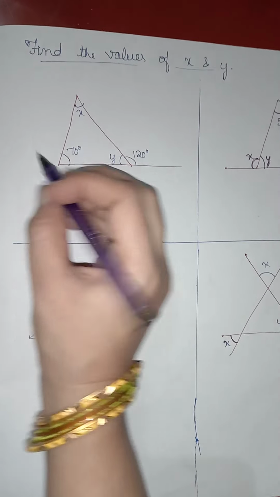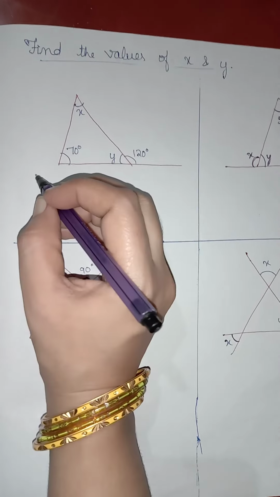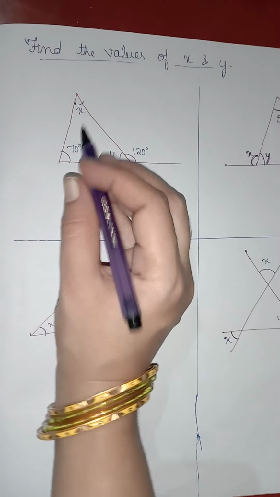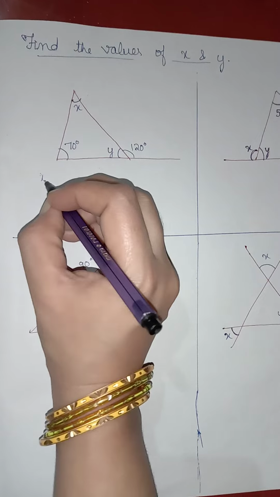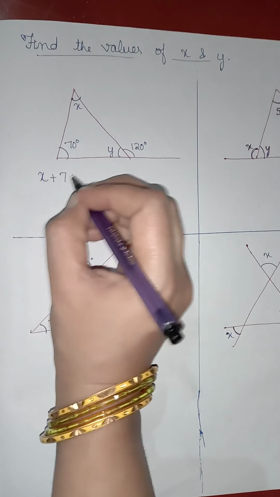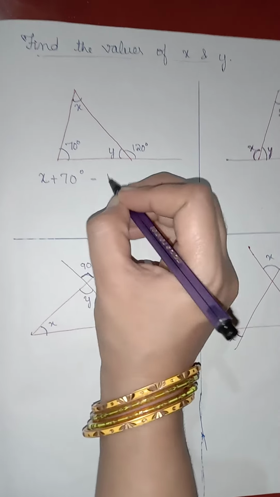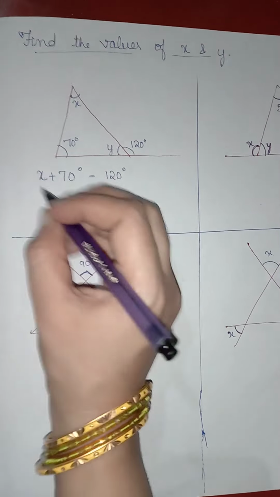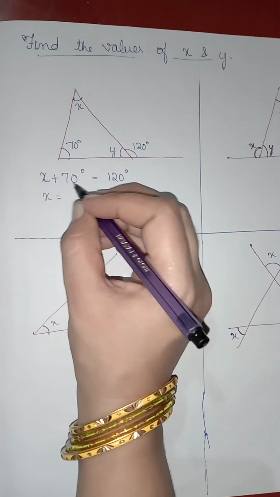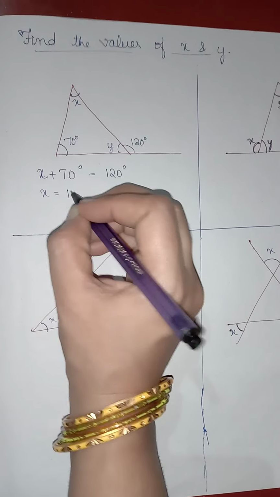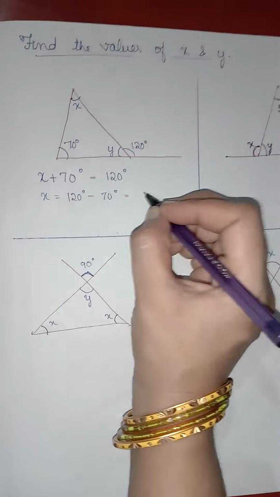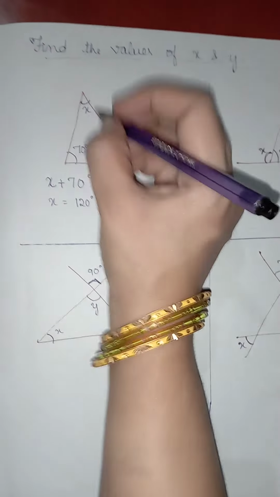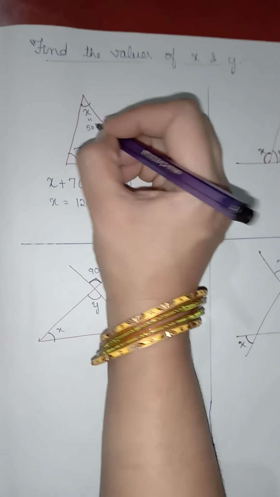So we know that exterior angle is equal to the sum of two interior opposite angles. So x plus 70 degree equals 120 degree. Now x is equal to 120 degree minus 70 degree, that is 50 degree. So this angle is 50 degree.